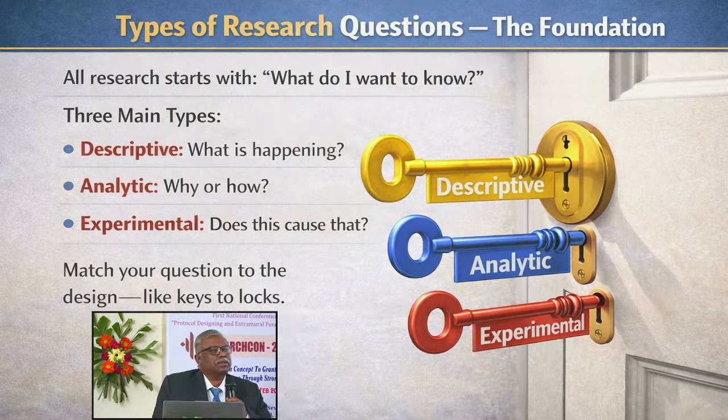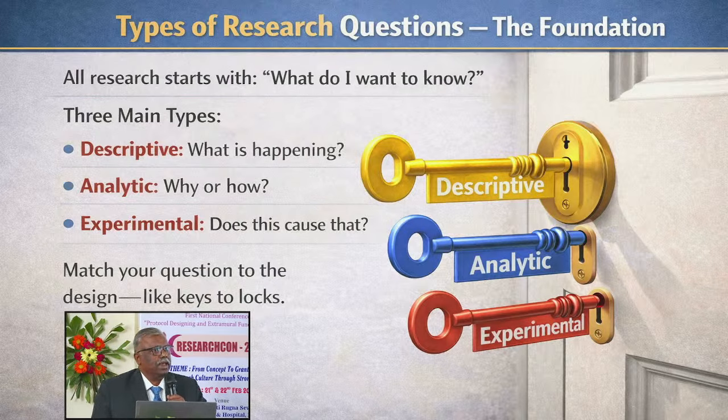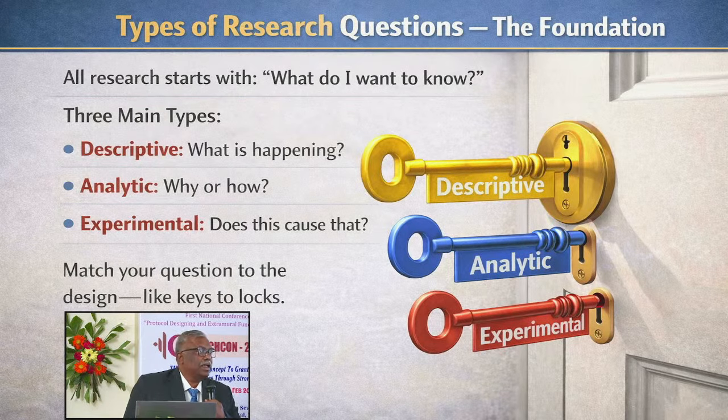Analytical type of questions ask why. Why is this happening? Why are the same kind of patients coming? Is there any epidemic in the community? Why do they have the same signs and symptoms and come to the OPD? How did it happen? Was there any food poisoning? The answers to these questions are why and how to solve it. So these are analytical research questions.